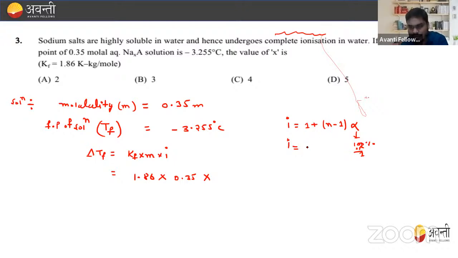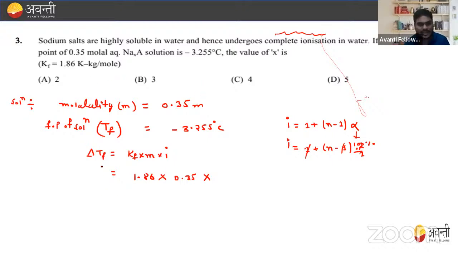So i is equal to 1 plus n minus 1, and in this case we can write i as equal to n only, right? Now here we can observe, what is the formula of this? What is n here? n is basically from NaxA. This is the sodium salt.